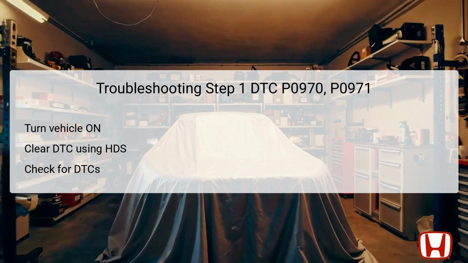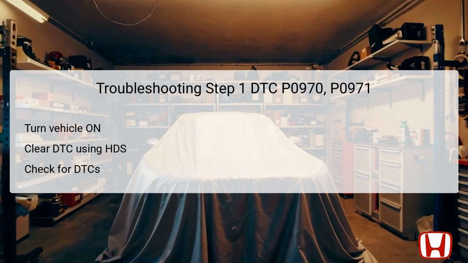In the first troubleshooting step, it's crucial to verify the presence of the diagnostic trouble codes, DTCs, before any repairs are initiated. Start by turning the vehicle to the on mode without starting the engine. Next, connect the Honda Diagnostic System, HDS, to clear any existing DTCs. After clearing, start the engine and allow it to idle for at least 1 second to ensure the system can accurately assess its status. Following this idle period, again check for any pending or confirmed DTCs using the HDS.